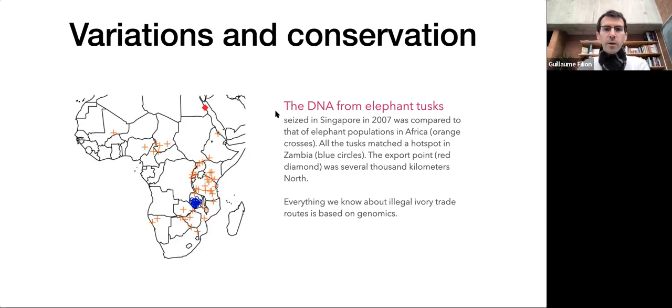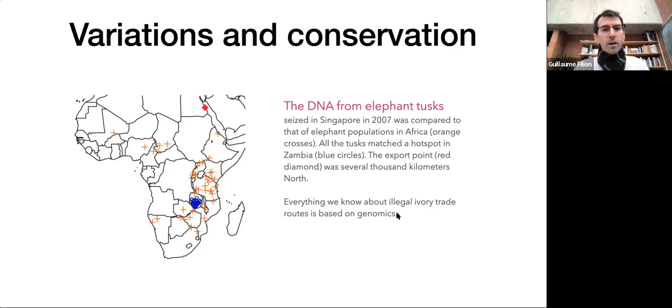It happened a couple of years ago, and that shows what people are doing with genomics in order to help with the conservation and the variation. So the DNA from elephant tusks seized in Singapore in 2007 was compared to that of elephant populations in Africa, orange crosses. All the tusks matched a hotspot in Zambia, blue circle. The export point, red diamond, was several thousand kilometers north. Everything we know about illegal ivory trade routes is based on genomics.